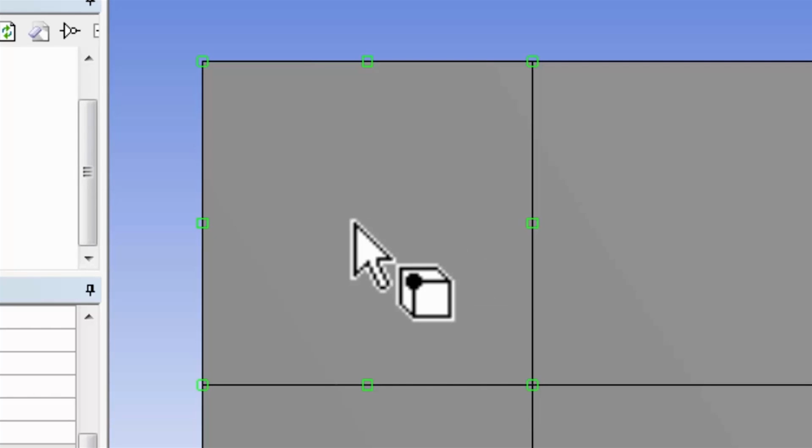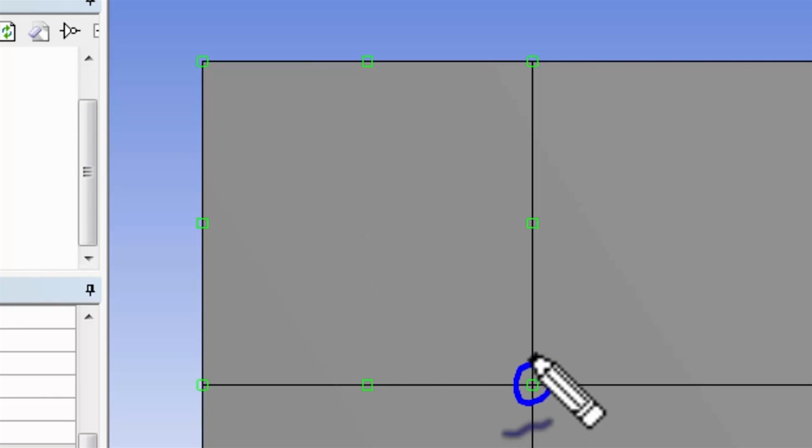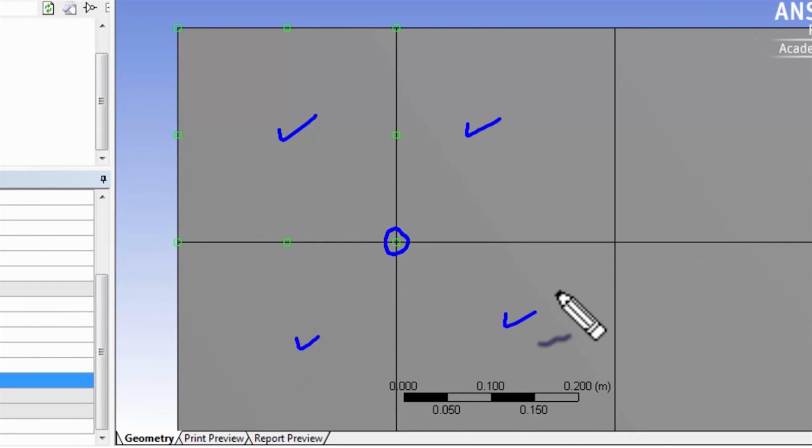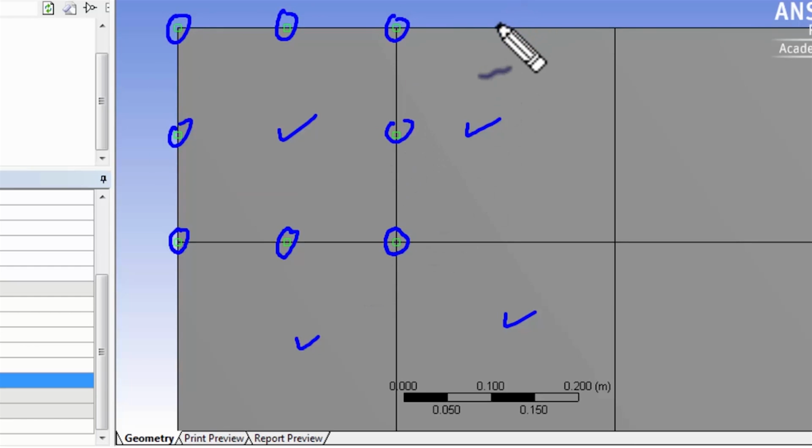So let me mark those out. When it writes the algebraic equation at that node, you look at all the elements that are attached to that node, and then you look at all the nodes that are attached to each of those elements. So all these nodal temperatures will be involved in that algebraic equation. Similarly, these nodal temperatures, and so on.